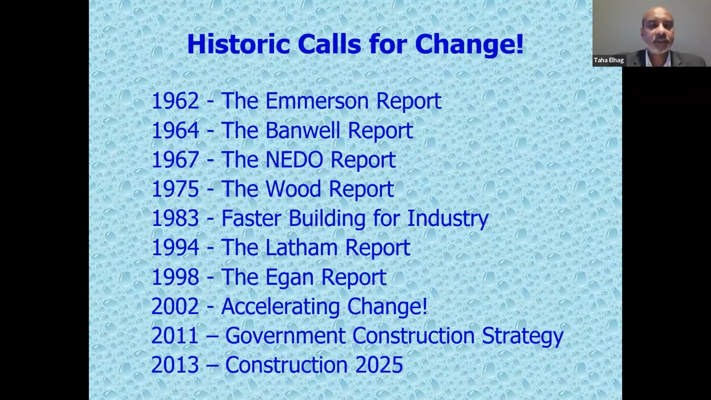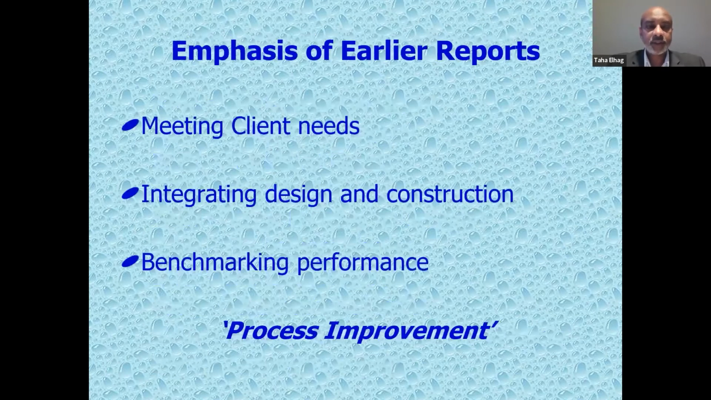So you can see here, they started in the 1950s, even before this one, and then the 60s, 70s, 80s, 90s into the 2000s. Every now and then the government launches an initiative to look at the construction sector and the challenges facing it for improvement. And if we look at this history, we see two main paradigms, if you like. In the earlier initiatives and government reports, the focus was more or less on client needs, on how we integrate the construction process, especially design and construction, and how we improve performance and establish benchmarking for performance. So it's about process improvement.